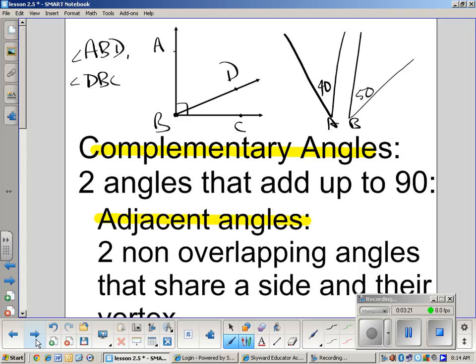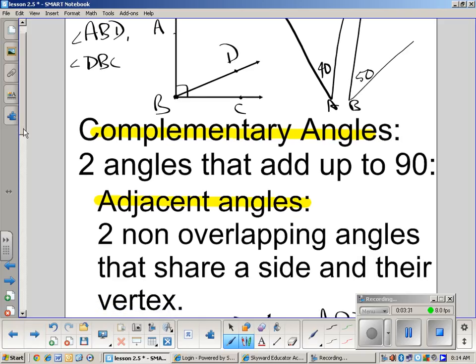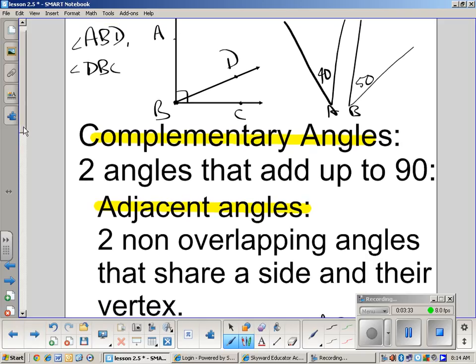Have a couple pictures here, two different angles. We're going to talk about complementary and adjacent. Move up just a little bit so you can get the rest of adjacent, and then pause.